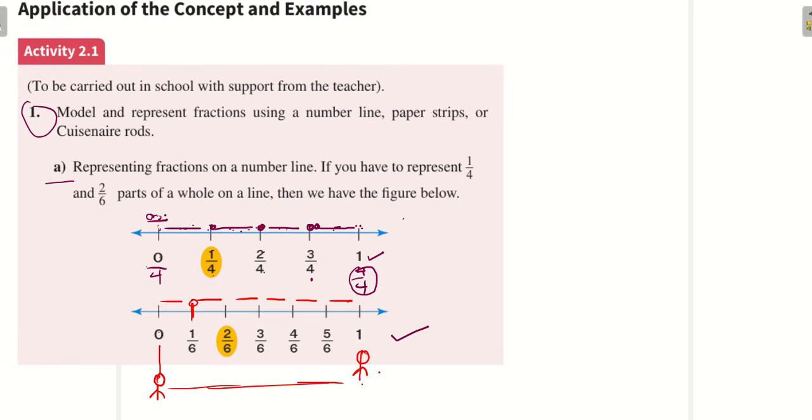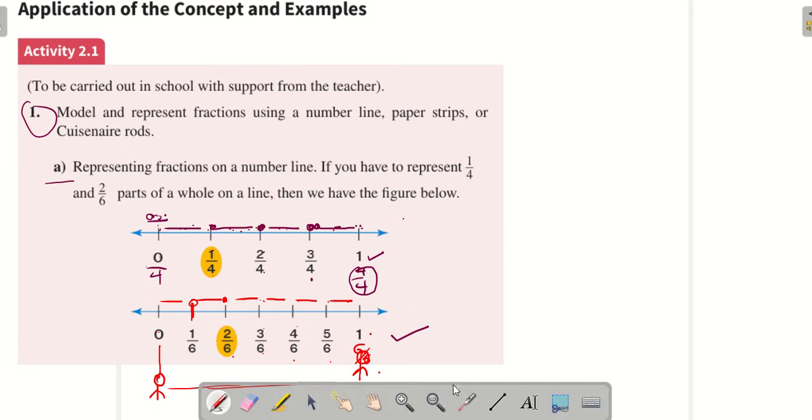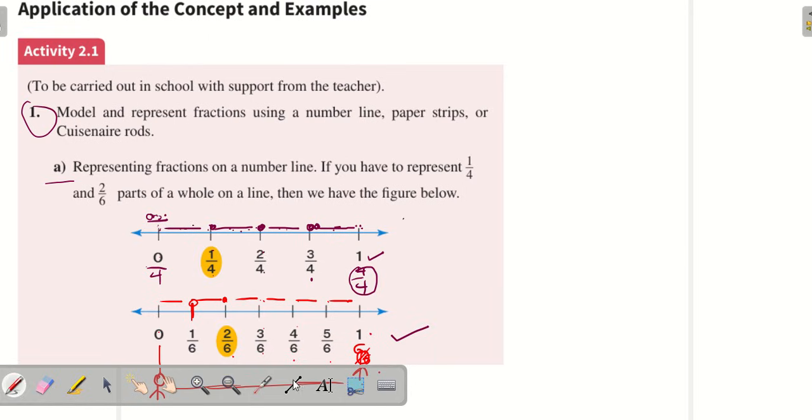If I move from here to here, I have moved 2/6. Moving from here to here, 3/6. Moving from here to here is 4/6. Then 5/6. The last part becomes 6/6, which is the same as 1. Now, your turn to try this.